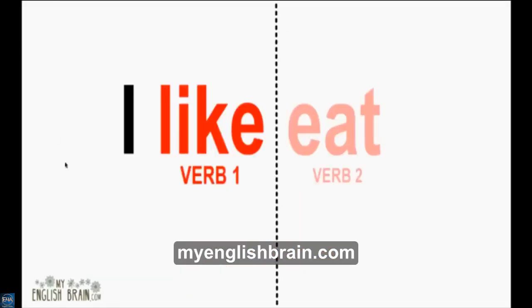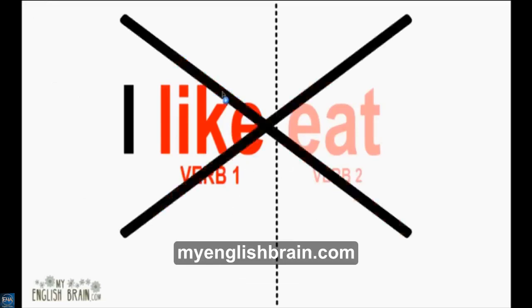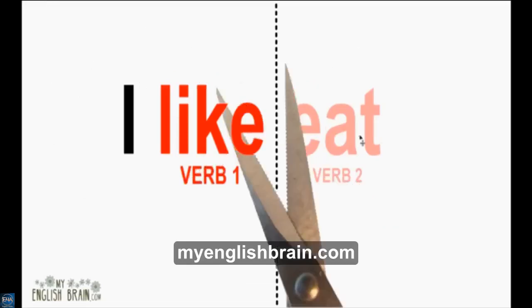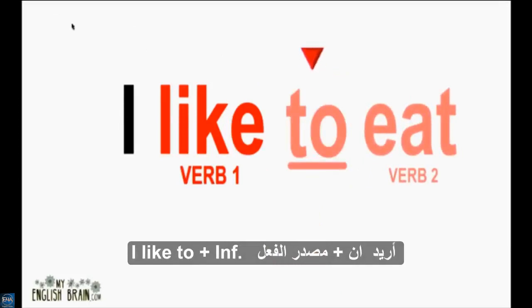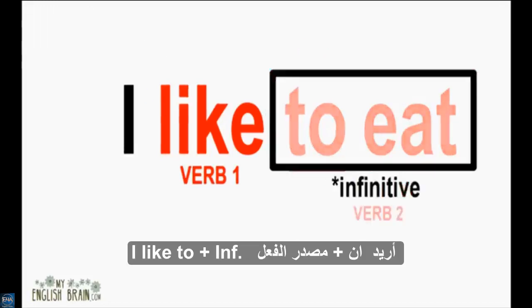Now, in English, when we have two verbs, for example, like and eat, we cannot put the verbs together. We need to separate the verbs, and we need to put something between them. So we put to. I like to eat. And when we use to and a verb, we call this the infinitive form of the verb. So when we have two verbs, the second verb often is in the infinitive, to and the verb.